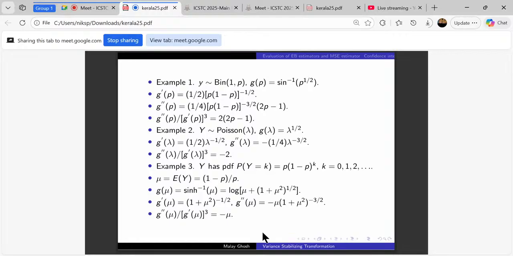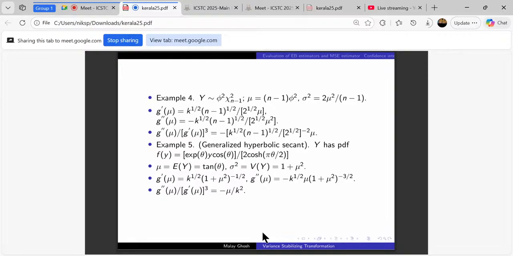It is inverse hyperbolic sine of mu, which is log of mu plus the square root of 1 plus mu squared. And here also, g double prime(mu) over g prime(mu) cubed is minus 2. So if you have not seen it, you still see another new distribution, the geometric or the negative binomial. Next slide.